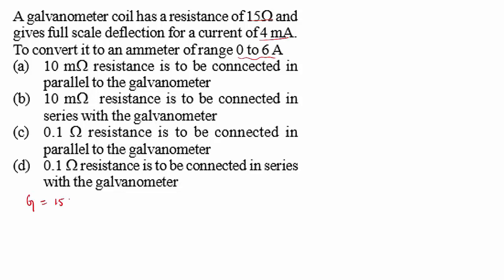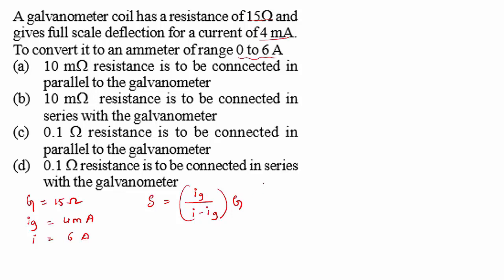The galvanometer coil resistance G equals 15 ohm, and the full scale deflection current Ig is given as 4 milliampere. To convert to an ammeter of range 0 to 6 ampere, let us take I equal to 6 ampere. For shunt resistance, for conversion of galvanometer into ammeter, we have the equation S equal to Ig divided by (I minus Ig) into G. This equation we can use directly, substitute the values, and then we will get the final answer.